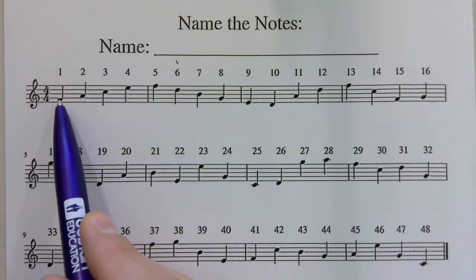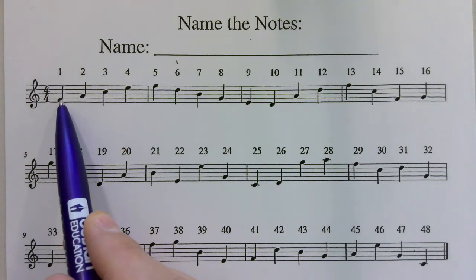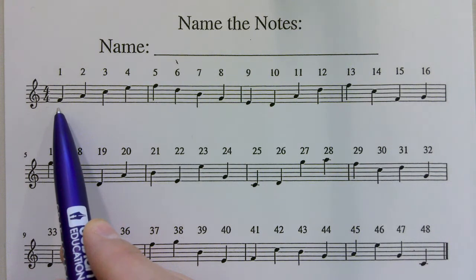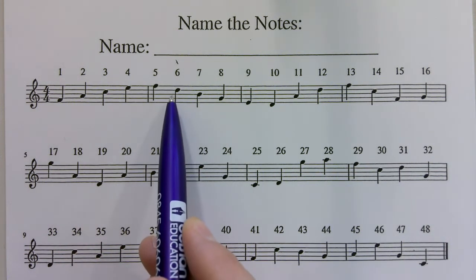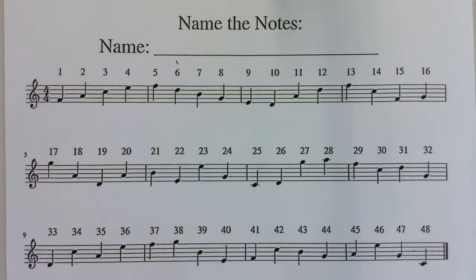Okay, so what we need to do is that two-step process. We look at the note, we look at it carefully to decide if it's on a space or a line, and then we work using the word face or the rhyme, every good boy deserves football, to work out the notes. One other example that might catch you out.